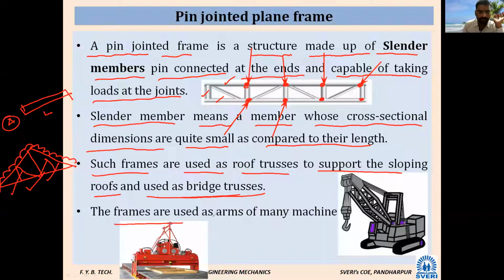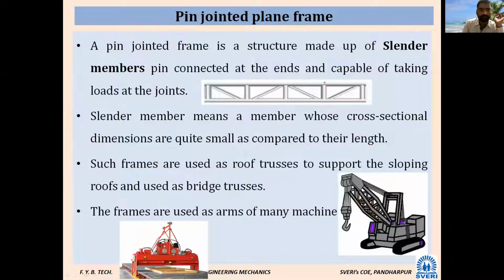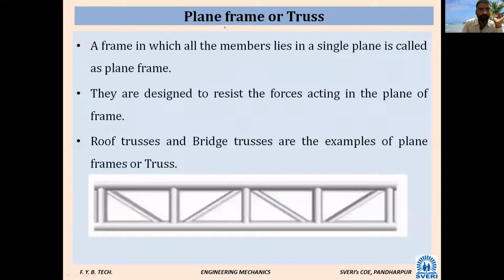The frames are used as arms of many machines. See in this diagram. So there is an arm, and here also the members are connected end to end. So this is also a plane frame. Then plane frame or truss.